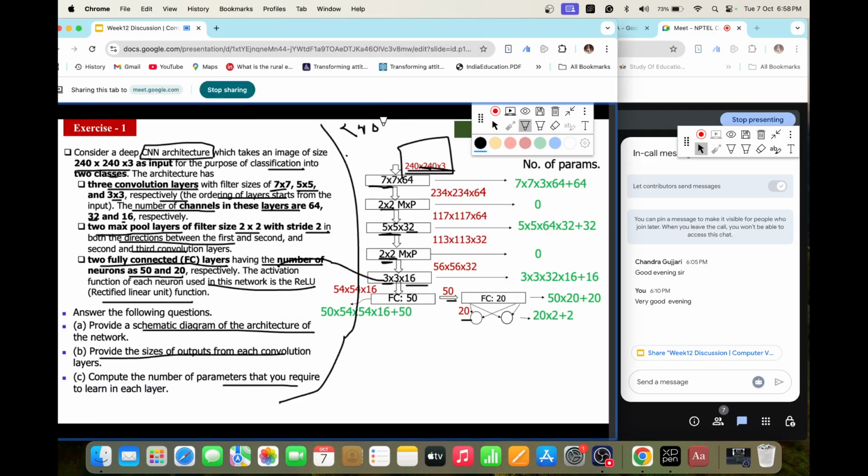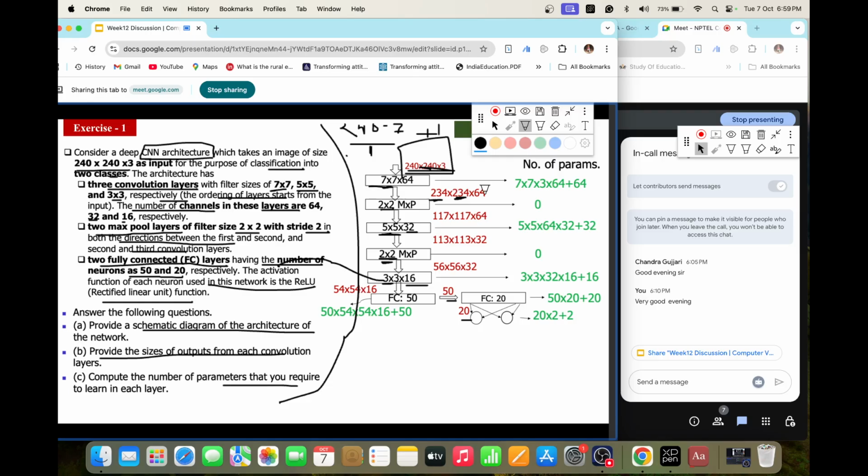minus 7, divided by, no pooling is there, divided by 1, because 1 is the stride, and plus 1. By that you can calculate your dimension. So your answer will come 234. Similarly you can do it for the width also, so the height also. So this I have calculated for width, and similarly you can calculate for the height also.